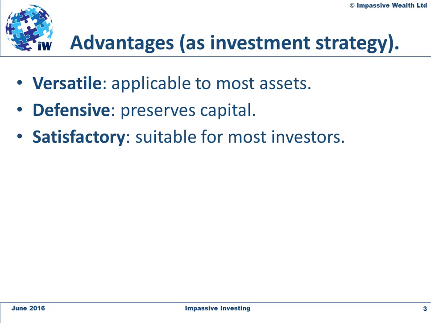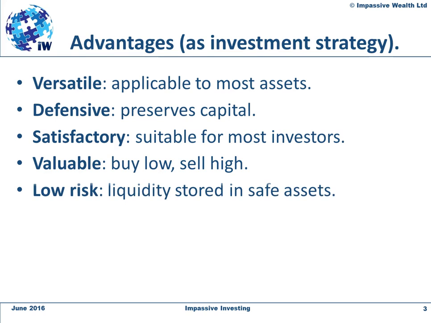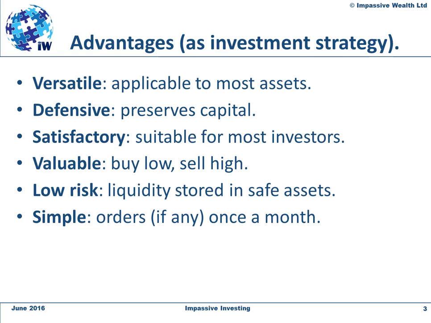It is satisfactory in the sense that it can provide, with little risk, returns that are suitable to most investors. Perhaps twice the rate of inflation, or even a bit more. Most people should be satisfied with that. It is a valuable method in the sense of value. I mentioned already, buy low, sell high, and you'll make money. So the algorithm is designed to do this automatically. It is low risk because liquidity is stored in safe assets. So we are not risking the liquidity. The liquidity is a tool for the system. But still you can get a small return from liquid assets.